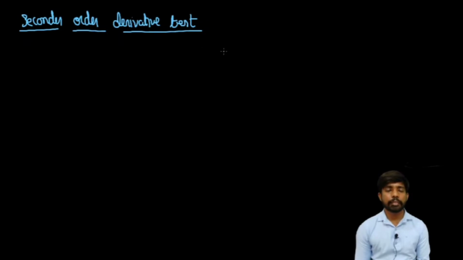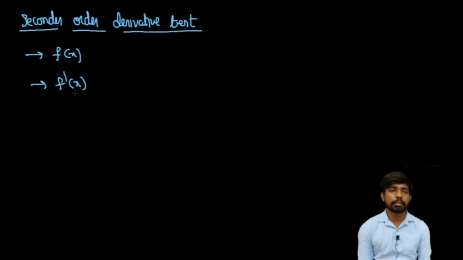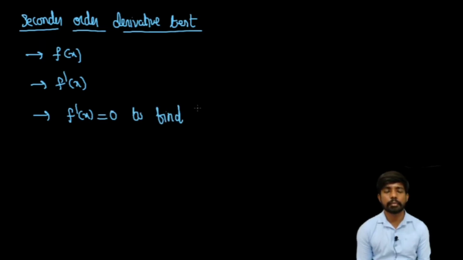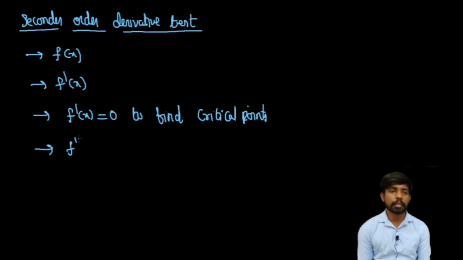In the second order derivative test, first is framing the function, or else the given function. Next, differentiate the function and make it equal to 0 to find critical points or extreme points. Then double differentiate the function. Next, substitute the critical point. Let us say the critical point is x1. Substitute the critical point in the double differentiation.